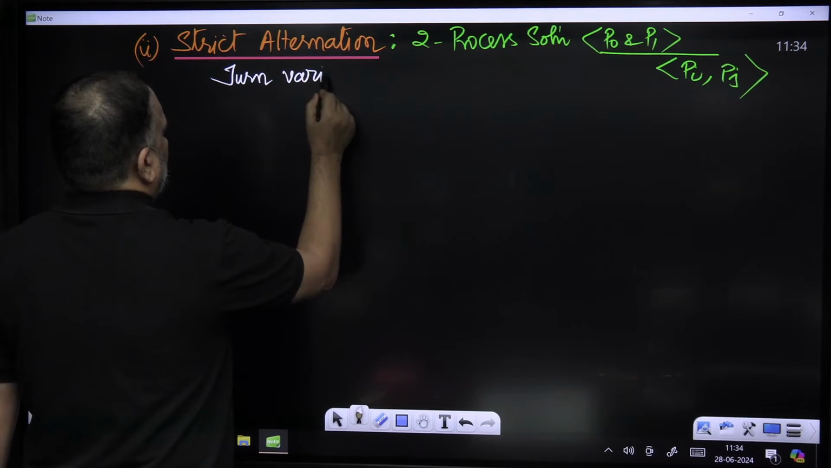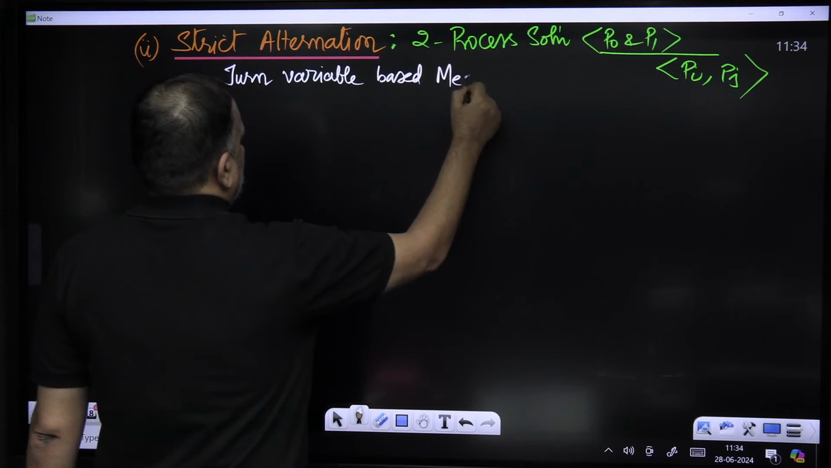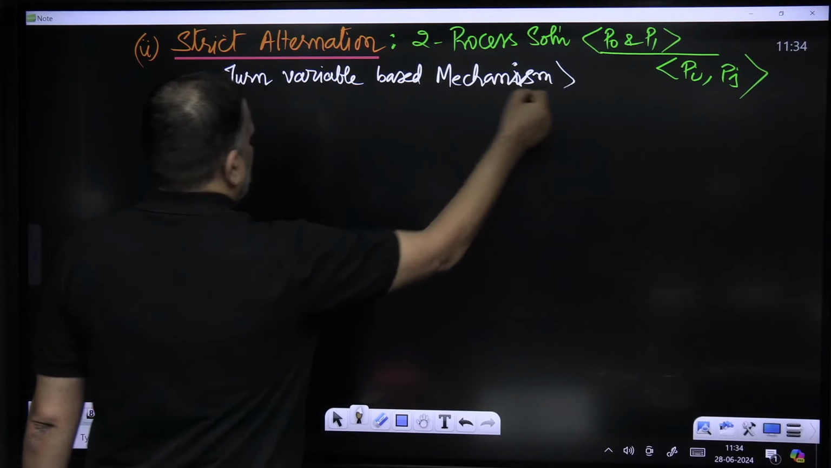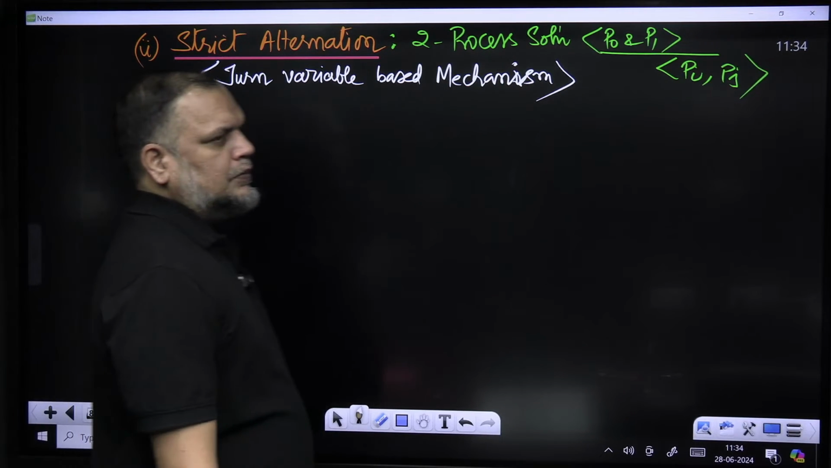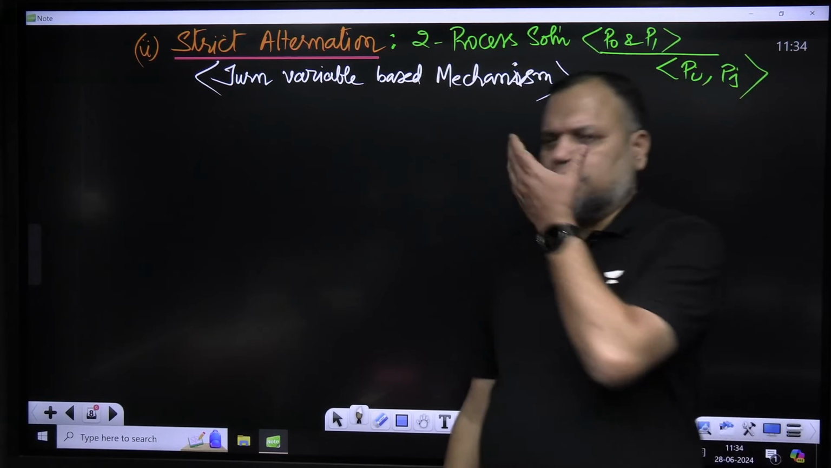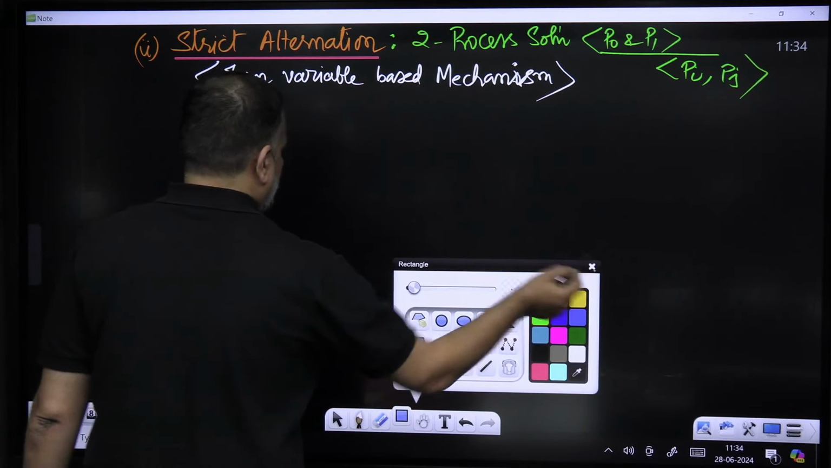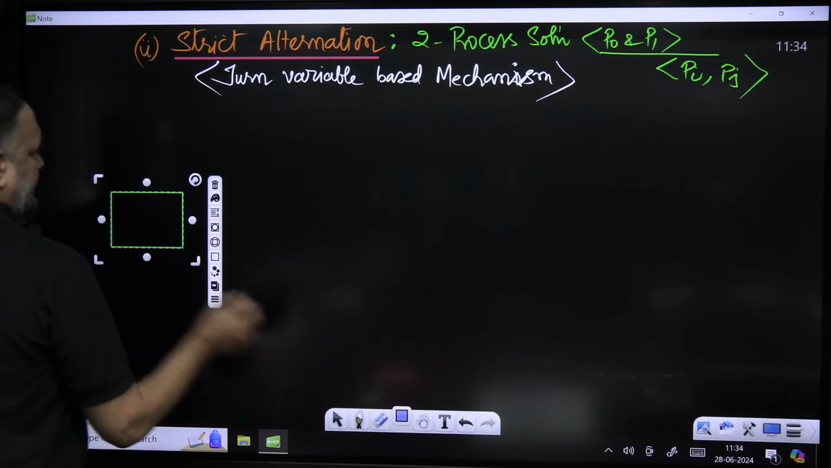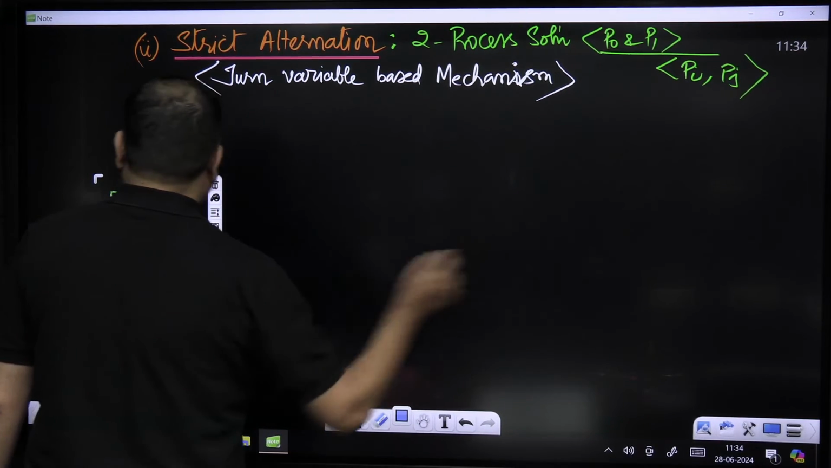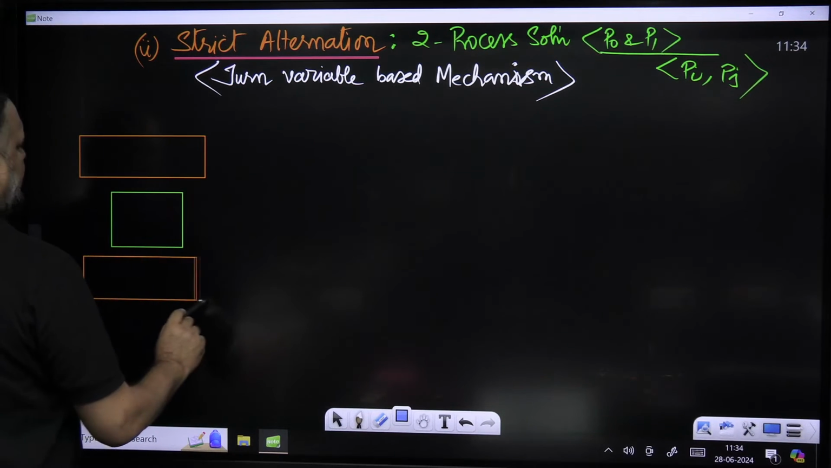Turn variable based mechanism. मतलब I will give you the ideology of it, either through a schematic or through a diagram. Imagine this critical section, and this is entry and this is exit.